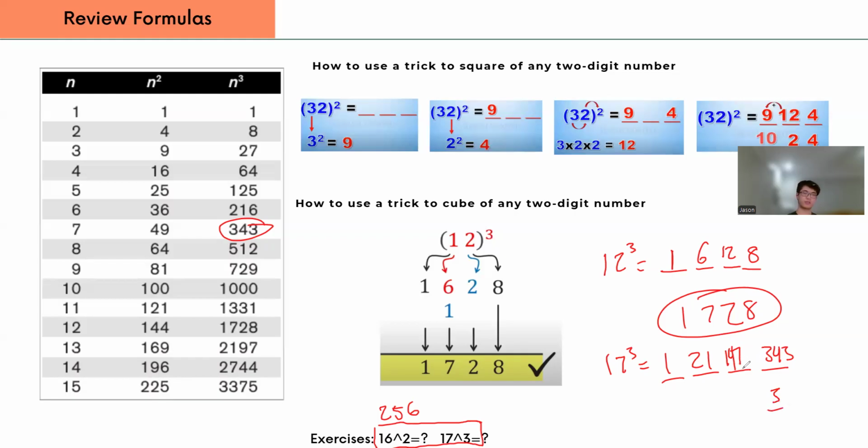Our 34 goes over here and makes this a 181. And this 181, this 18 comes over here to make this a 39. And then this 3 goes over here to make a 4. So 4913 is 17 cubed.